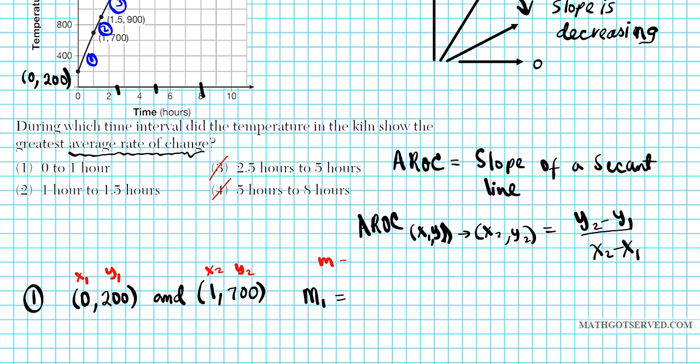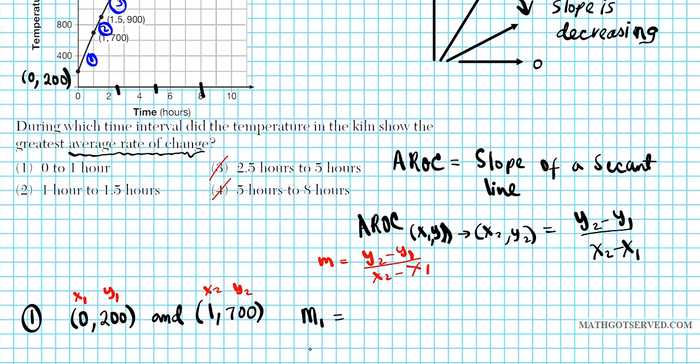What's the formula for slope? Don't forget, rise, y2 minus y1, over run, x2 minus x1. So that's what we're going to use to compute the slope here. All right, so let's go ahead and do it. So y2 is 700 minus y1, which is 200. That is the rise divided by the run. X2 is 1 minus x1, which is 0.